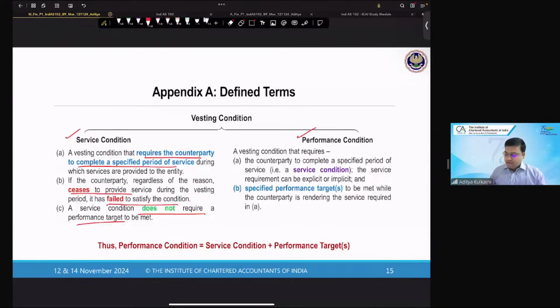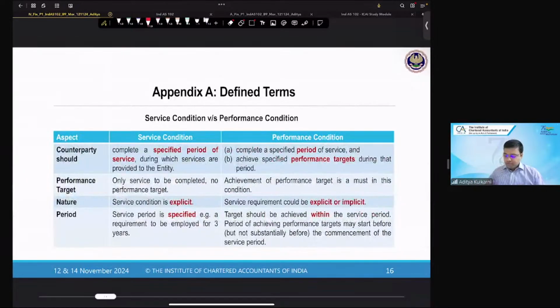Second is, what is a performance condition? It requires the counterparty to complete a specified period of service and specified performance targets to be met. So two things are there. There is a service requirement, and within that service requirement, he has to meet the performance targets. So a performance condition is a cumulative sum of service condition with achievement of performance targets. Okay, these are the two things.